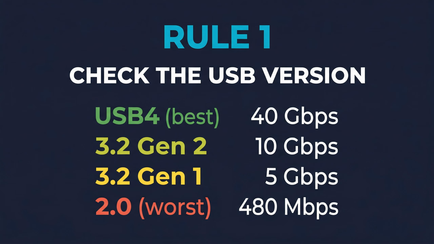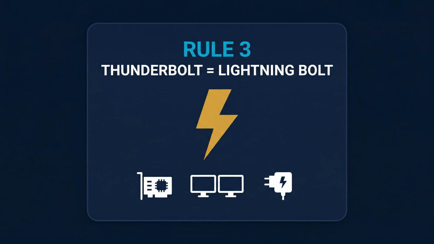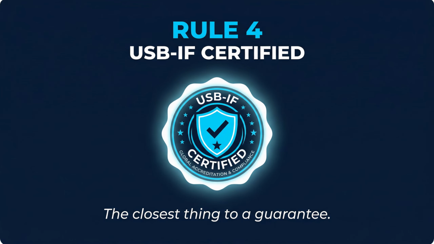So what do you actually need to know? Rule 1. Check the USB version on the box. USB 4 or 3.2 Gen 2 is what you want. Avoid anything that only says USB 2.0. Rule 2. Check the wattage. Charging a laptop? You need at least 60 watts. Look for PD or power delivery on the packaging. Rule 3. Need external GPUs or multiple monitors? Look for the Thunderbolt lightning bolt. And Rule 4. Look for the USB-IF certified logo. It's the closest thing to a guarantee that the cable does what it claims.